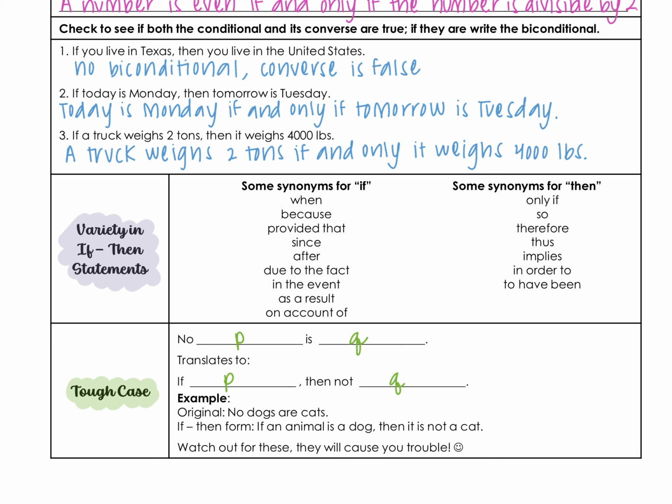The example down below, just for you to see, is the original sentence stated, no dogs are cats. The if-then form would be if an animal is a dog, then it is not a cat. So that hypothesis, no dogs, is actually going to change into if it is a dog. And my conclusion, that Q, it being a cat, is going to say, then it's not a cat. We want to watch out for these. They will cause you some trouble.